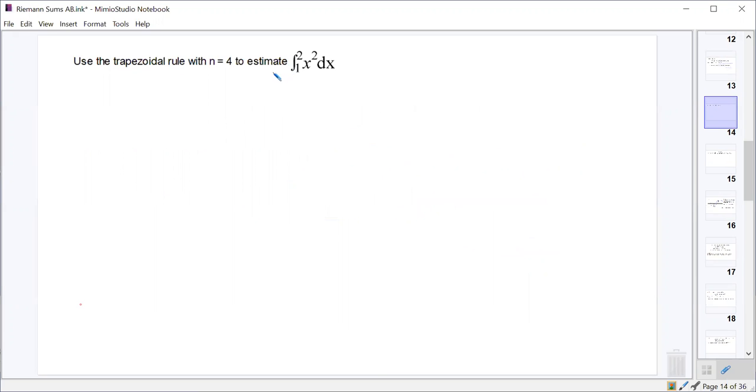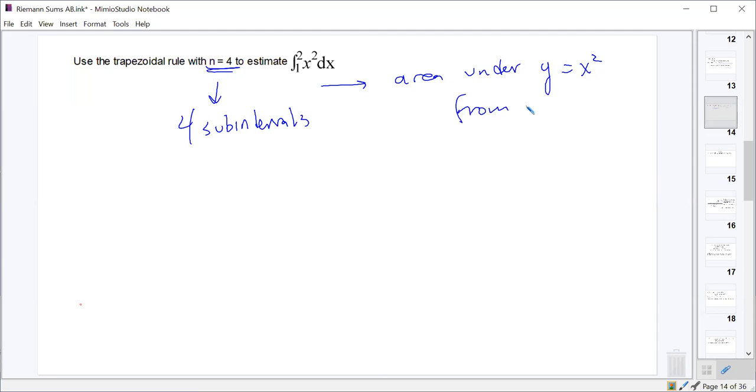All right, so what we want to do is we're going to use the trapezoidal rule with n equals 4. So that means 4 subintervals. And we're going to look for the area under x squared from x equals 1 to x equals 2. That's what we want to try to find. Do you think we could find that?